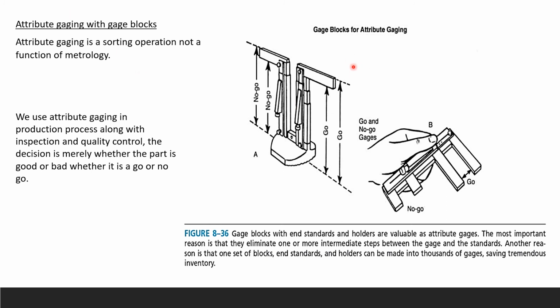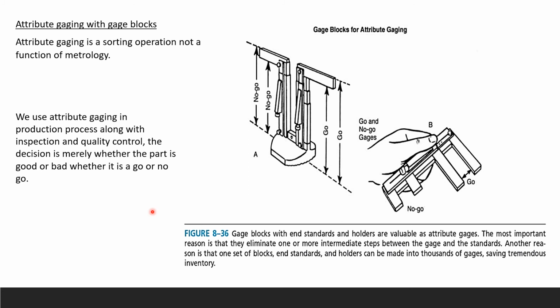So we use gauge blocks in attribute gauging. Gauge blocks within standards and holders are valuable as attribute gauges. The most important reason is that they eliminate one or more intermediate steps between the gauge and the standards. Another reason is that one set of blocks and standards and holders can be made into thousands of gauges, saving tremendous inventory. So that's the advantage of using gauge blocks for attribute gauging.